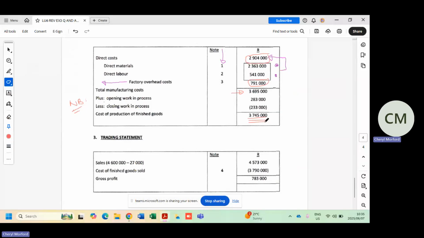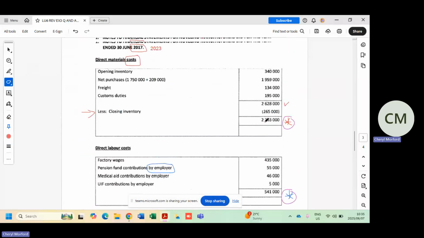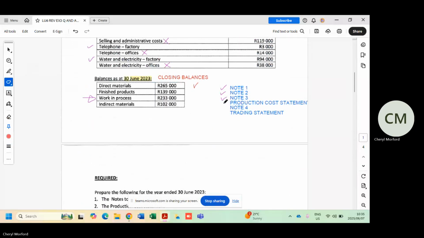Right, nearly there, not much more to do. Let's tick off as we go along. Things are starting to look good. Done. So what's next? Note 4. And note number 4 is going to be the cost of the finished goods sold. So notice we distinguish between cost of the finished goods produced, and we've concluded that in our statement. Now we move towards the trading account, so we have to focus more on the goods sold.